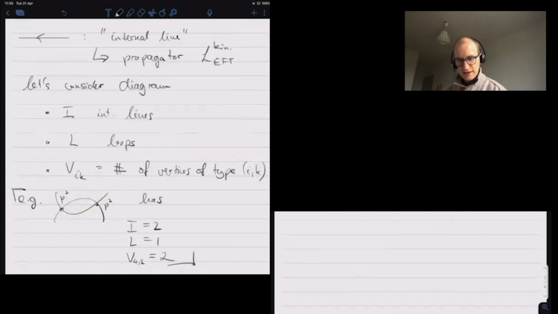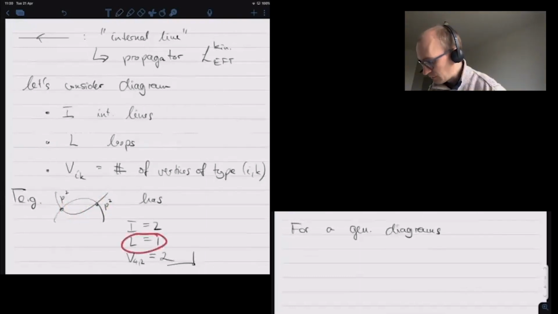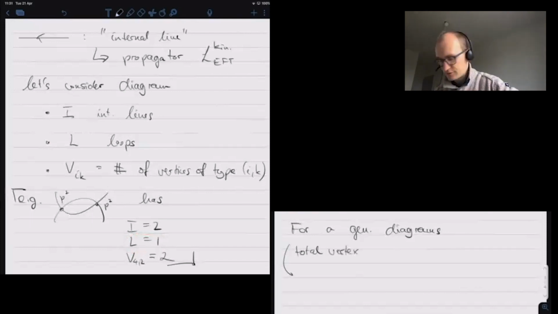So now for a general diagram, we're going to start counting factors of momenta, and then of course, as you know, for each loop there will be one integration over the momentum. And so we're going to assemble this idea of what I called the degree of divergence before, but we're now going to be more systematic about it. So we have a total vertex contribution. All the vertices in a given diagram contribute to the value of that diagram.